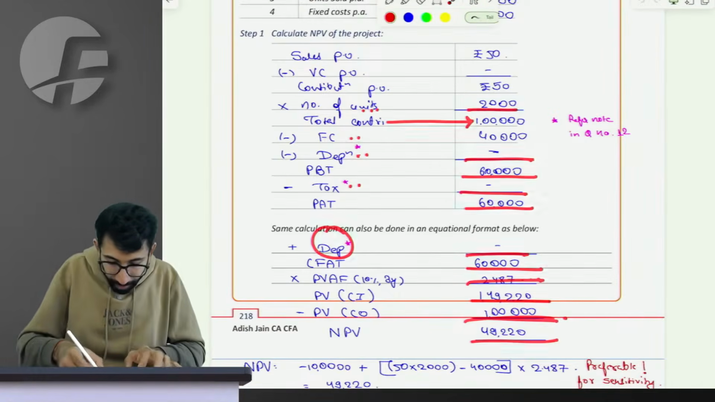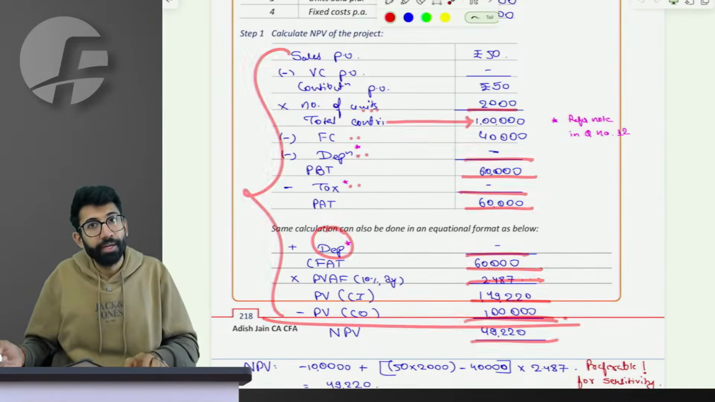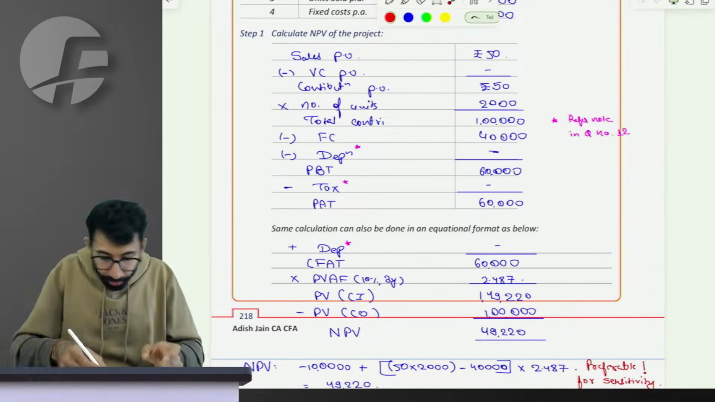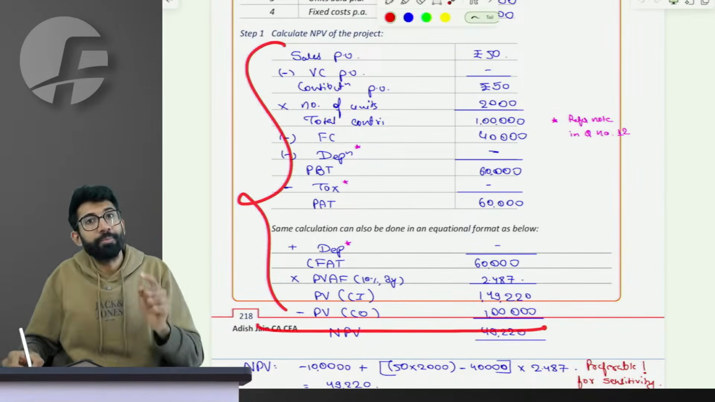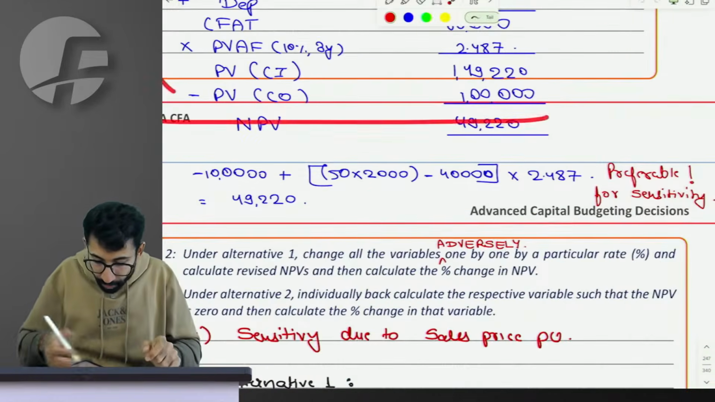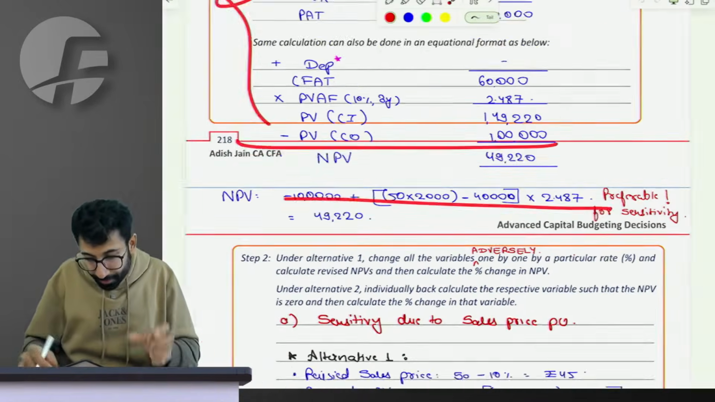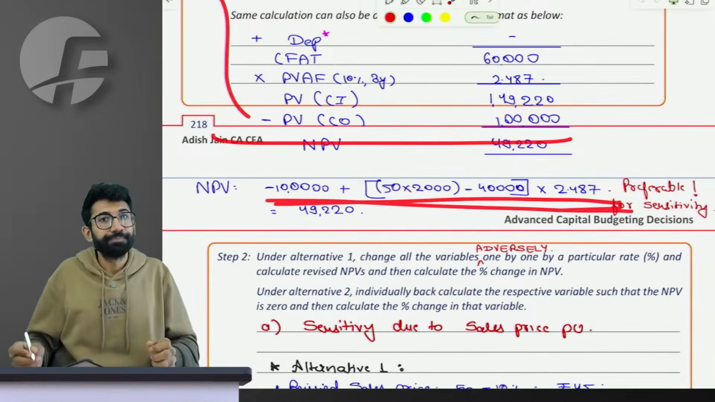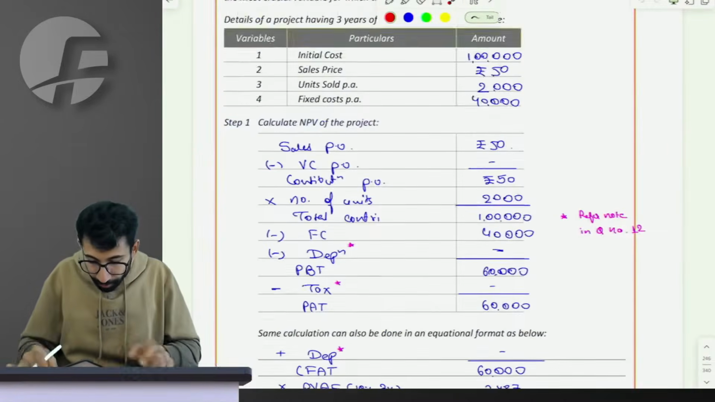This is how you calculate NPV. Agreed. The same calculation which you have learnt here can also be presented in an equation, and the equation is what you actually need to present for better understanding. Right. Sir, how will the equation look?